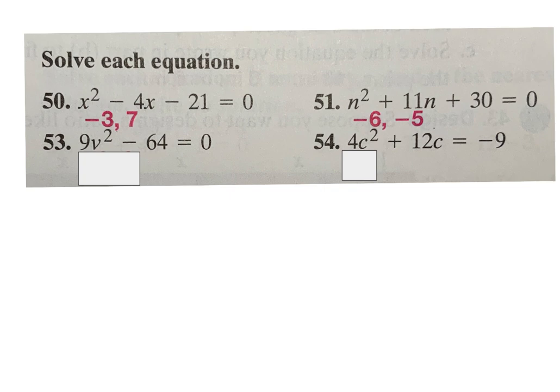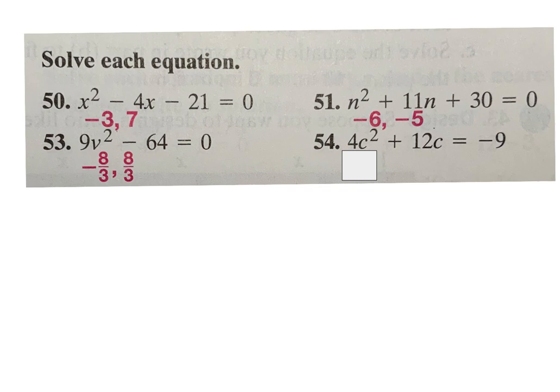For 53, this was actually a special case. If you remembered how to factor this, you could have. Or you could have just solved by getting the square by itself and taking the square root, just like you did for your quiz. You could have added 64 and divided by 9, which was just a fraction, and then take the square root of 64 over 9. And you would have gotten positive and negative 8/3.